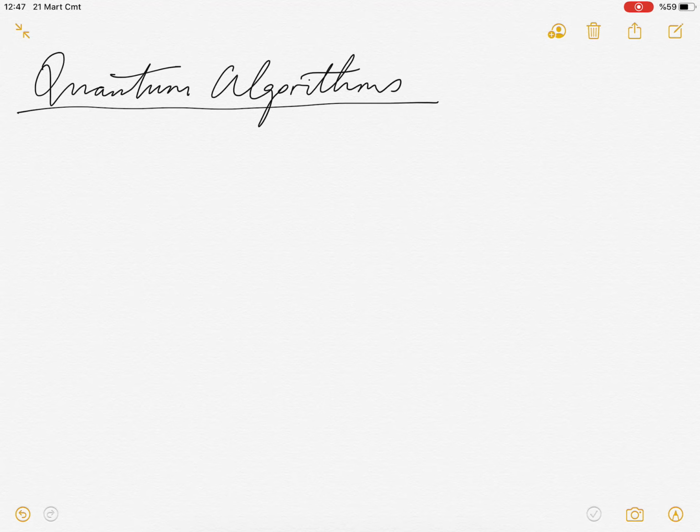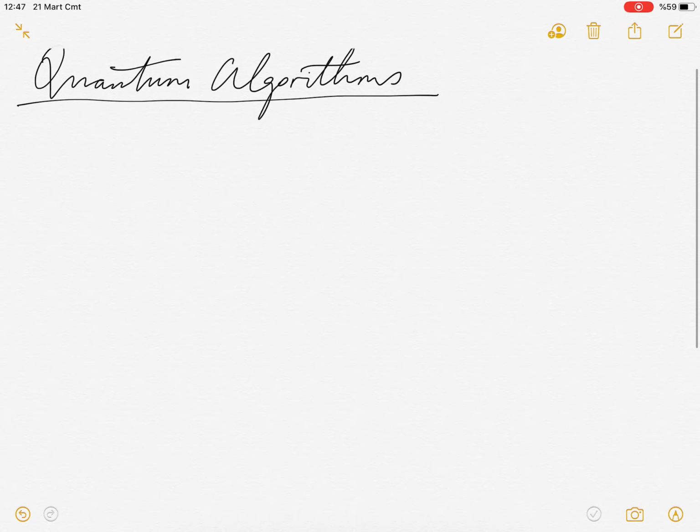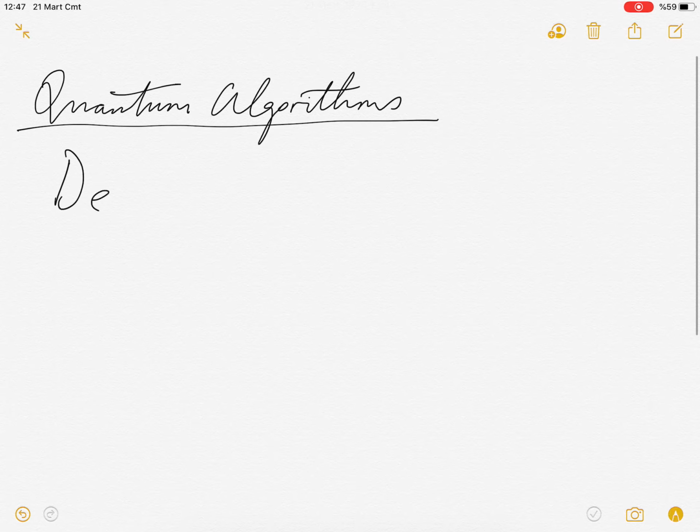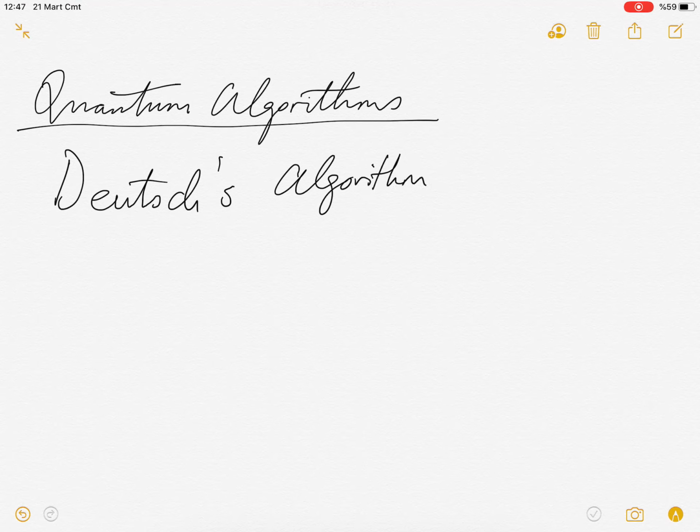Okay, so today we will start with the simplest quantum algorithm, called Deutsch's algorithm. Now this is perhaps the simplest quantum algorithm in the literature. The problem is due to David Deutsch, who introduced it in his 1985 paper.